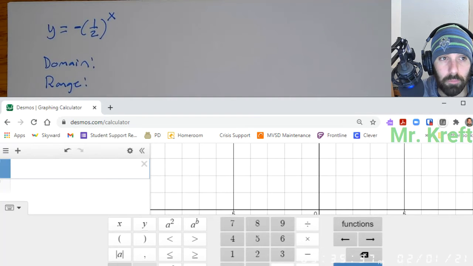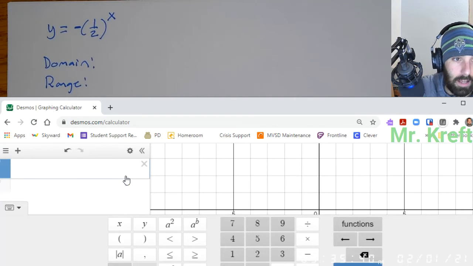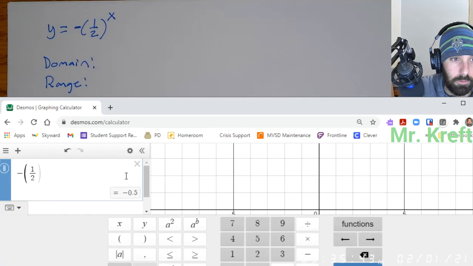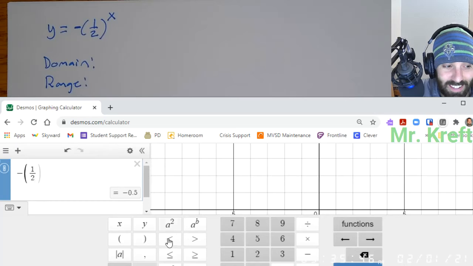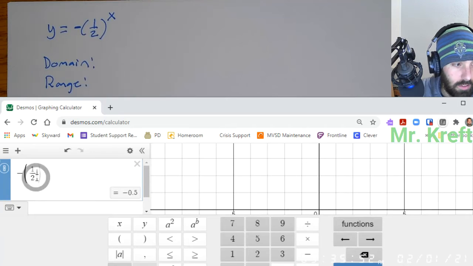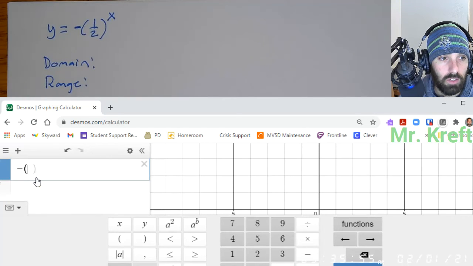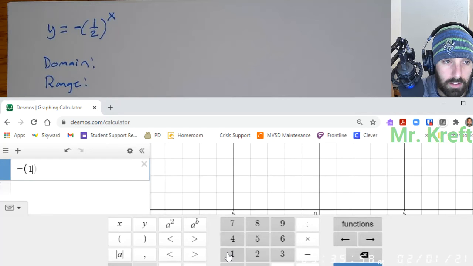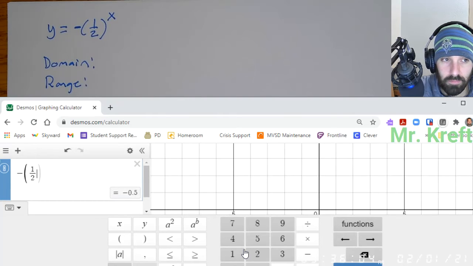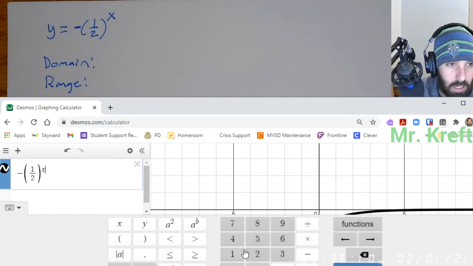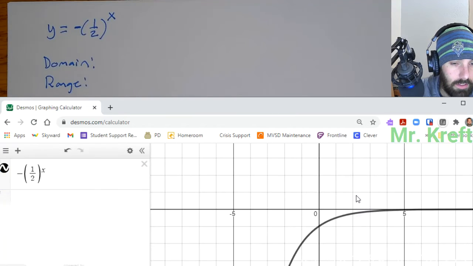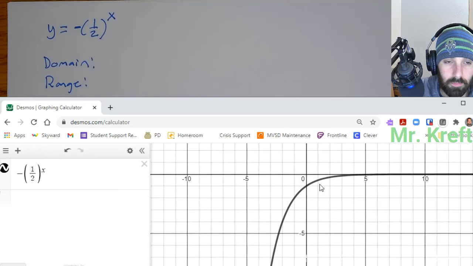So the first thing I'm going to do is type in this function. So I'm going to have negative, and then I have 1/2. Now the fraction button doesn't exist in the graphing calculator. So to get a fraction, all you have to do is hit divide. So I'll show this using the keyboard so you can see what I'm doing. So I type 1, and then I hit divide by 2, because that's all a fraction is. It's just division. Okay. So then I hit that, and then shift 6 to the x power. Okay. And then I'm going to hide this, and now I get this.